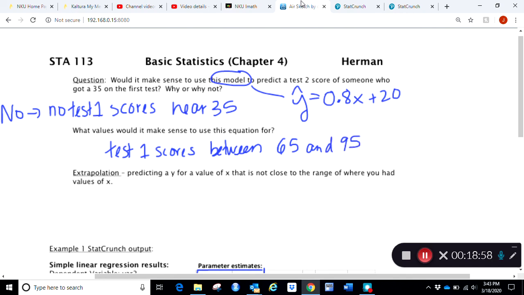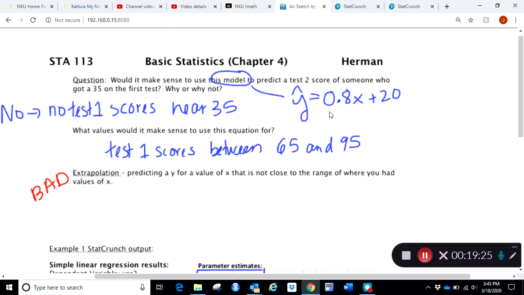Which actually brings up this fancy word, called extrapolation. The first thing I want you to know about extrapolation is when you hear people use this word, it's really kind of saying that we're doing a bad thing. So when someone extrapolates, they're predicting a y for a value of x that is not close to the range of the data where you had. Basically, plugging in that 35 is what we call extrapolating.